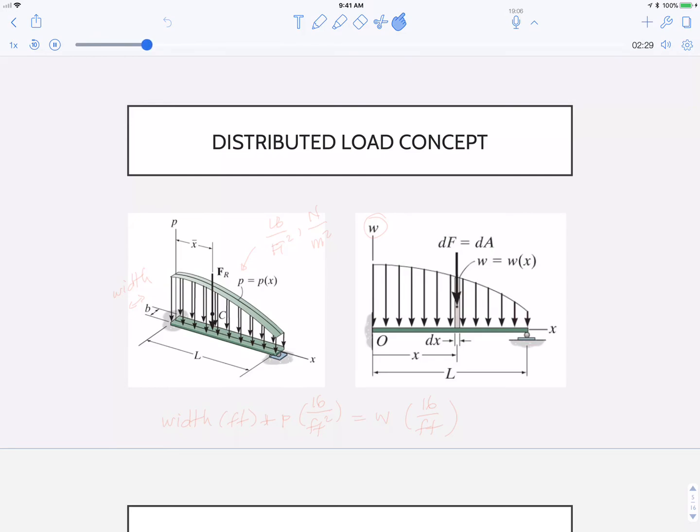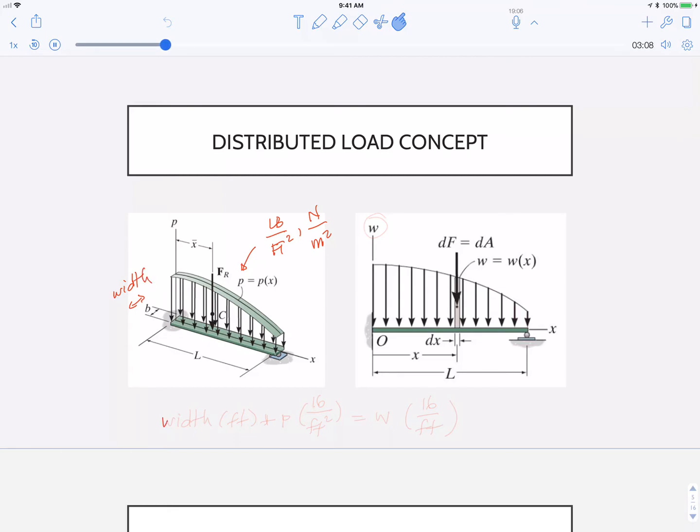And here's the concept. When you have people standing on a bridge or cars distributed over a bridge, you get a load, P, that's per square foot. So that would be pounds per square foot, or newtons per square meter. That's how many pounds or newtons per unit area on the bridge. Well, the first thing we do is we multiply that pounds per square foot or newtons per square meter by the width.